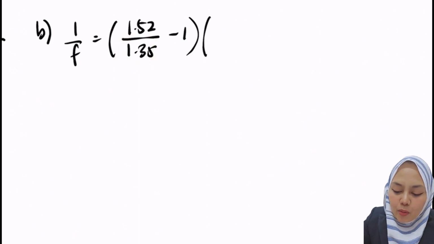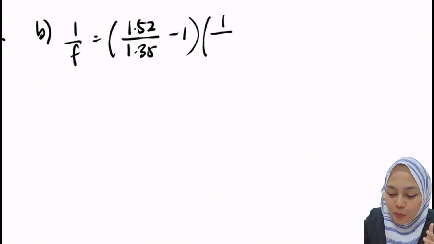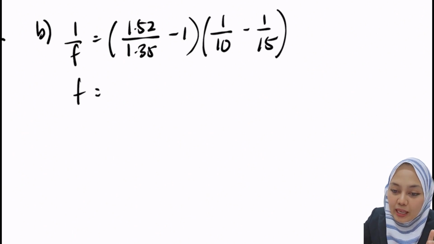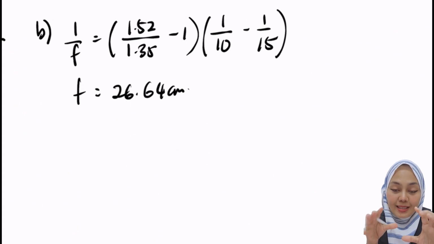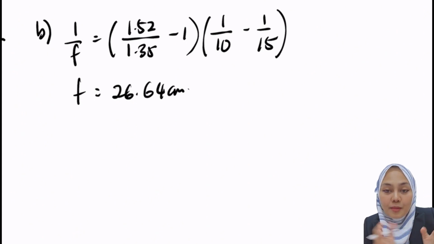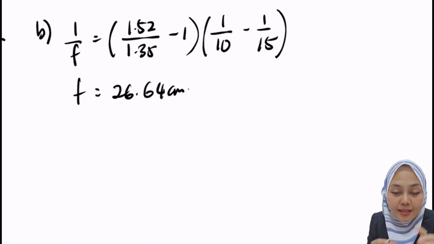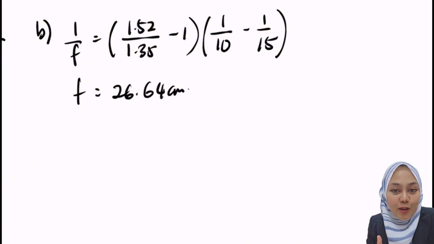The rest is the same. You know what? I'm just going to use the orange path, which is 1 over 10 minus 1 over 15. So you're going to end up with f equals 26.64 centimeters. What does it mean? It means that when you immerse this lens in a denser medium than air, the focal length of your lens becomes shortened. So that's what it means.